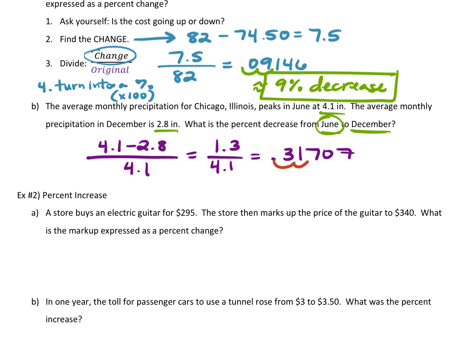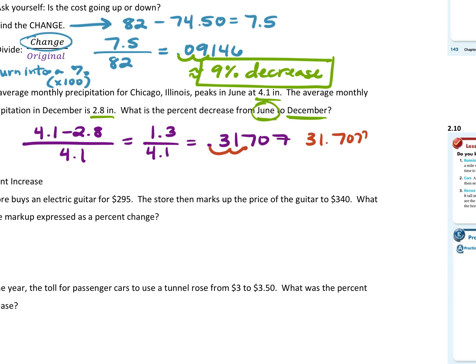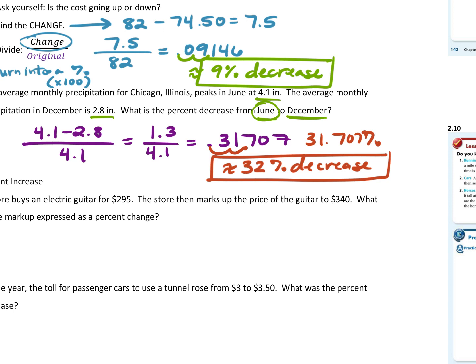About 32, because this is 31.707%. So if we're going to round to a percent, I would say that's about 32%. And this is a decrease. The amount of rain went down from June to December.